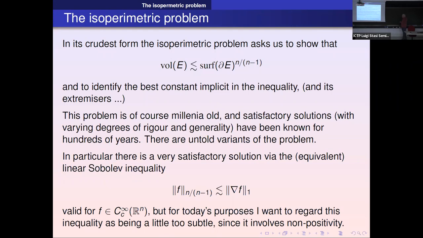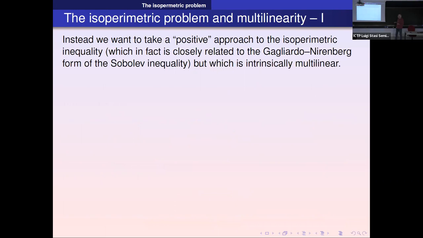Okay, there's a very satisfactory solution of this problem via the linear Sobolev inequality, which takes a C infinity function of compact support and bounds its L^{n/(n-1)} norm by the L^1 norm of its gradient with a sharp constant. But I don't want to take this point of view today. First of all, it's linear, but more, secondly, it's also non-positive. There's cancellation involved. There's a gradient. You're integrating something. I don't want to take that point of view today. I want to regard that as a little too subtle. I want to stay crude.